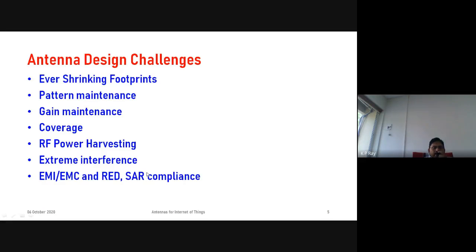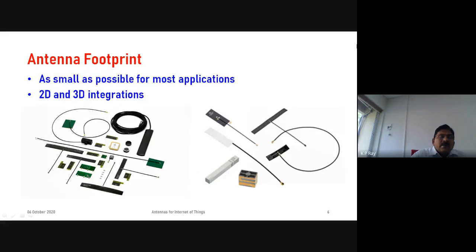So reconfigurable antennas and all those requirements are coming, so that we can adapt to extreme interfering scenarios, so that in this case also our antenna for wireless application should work, and antenna for IoT should work. And then there is also a compliance requirement. EMI, EMC, RAID, or SAR compliance, all these compliance requirements have to be met by these IoT antennas. So your antenna has to be designed for these applications also.